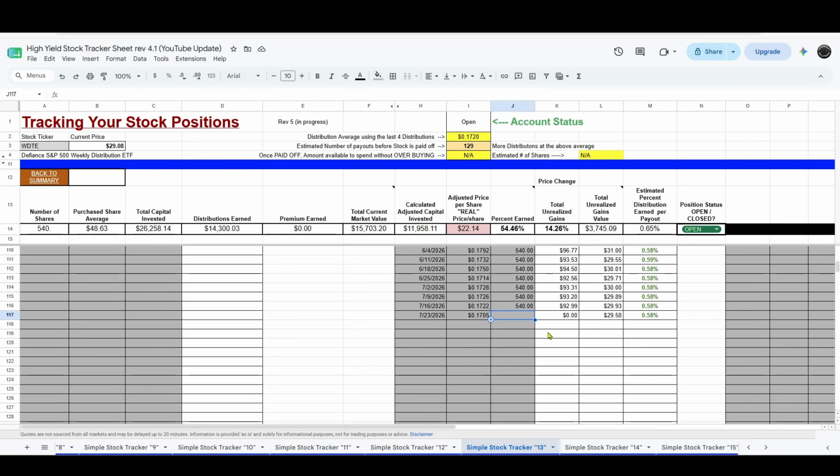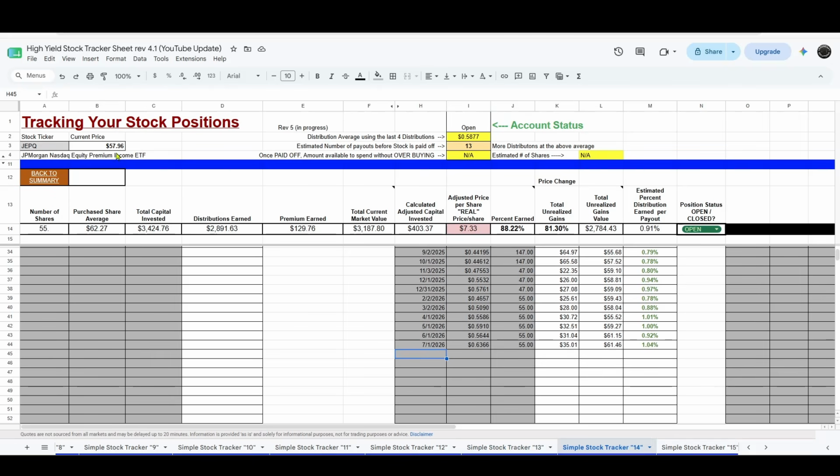For WDTE, we earned 17 cents, and I have 540 shares, which is going to help to lower that real price per share, $22.14 down to $21.97. Now, WDTE's current price is $29.08, and that means that if I were to sell all my shares at that current price, I would make $3,837. For JEPQ, this is a monthly payer, and I do not have one to record for this week.